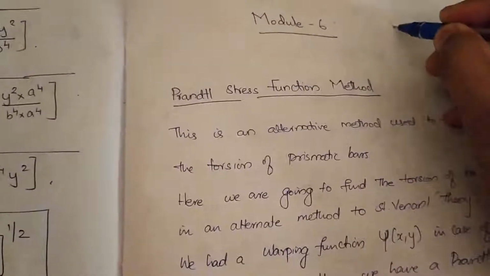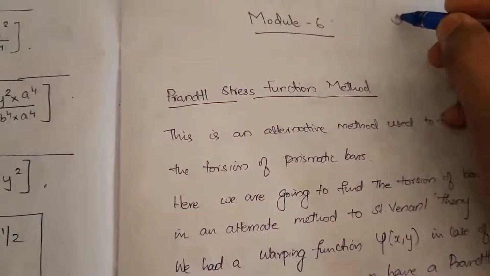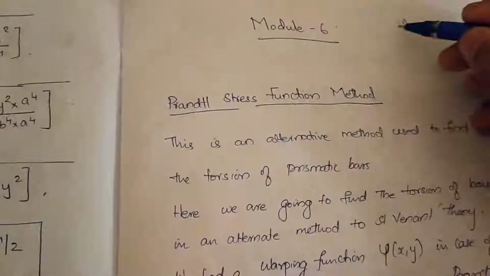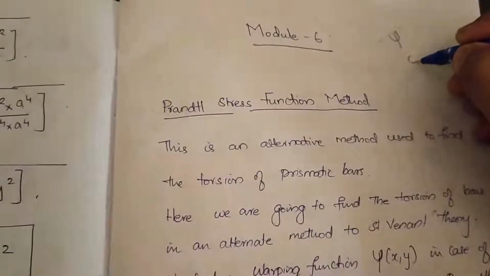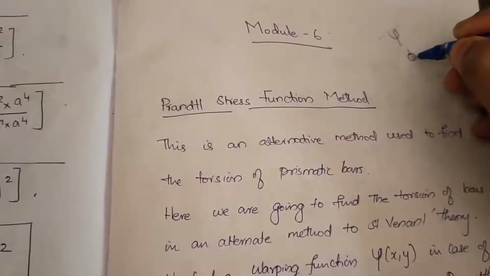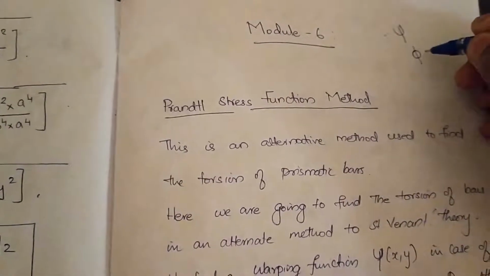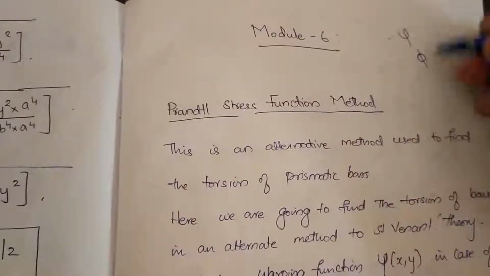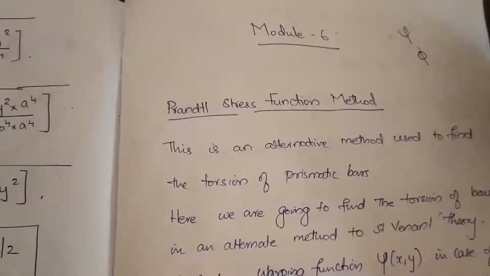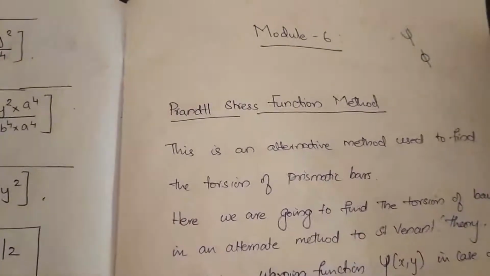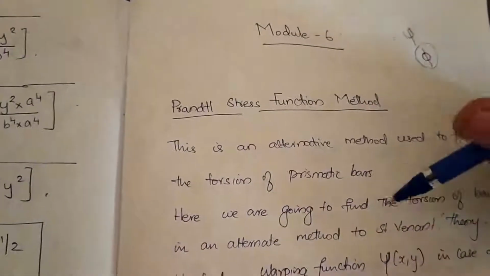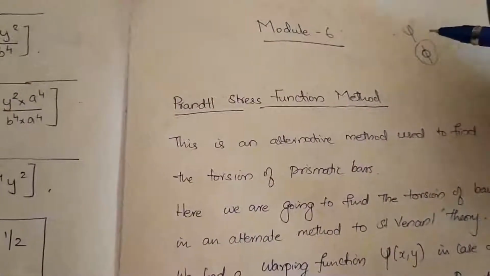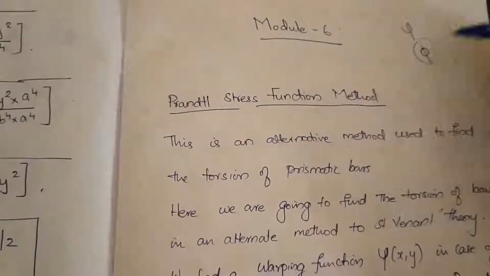In case of Sen-Venance method, you had a warping function which is represented by psi, right? So in Prandtl stress function method you have another stress function called Prandtl stress function phi. This is similar to what we have studied in our earlier portions like Airy stress functions. So here we are introducing a new stress function called Prandtl stress function, which is denoted by phi.